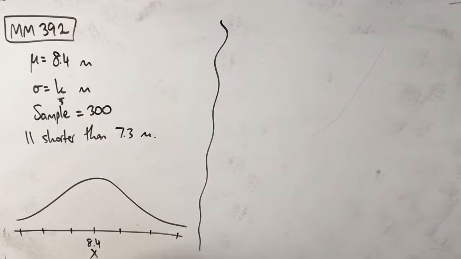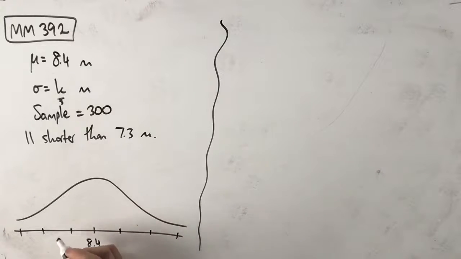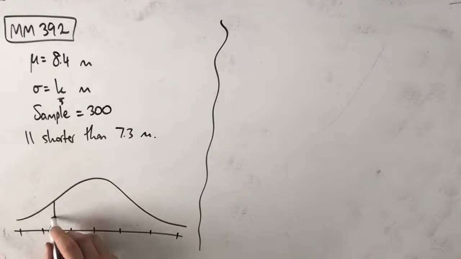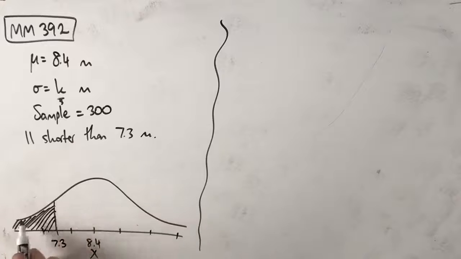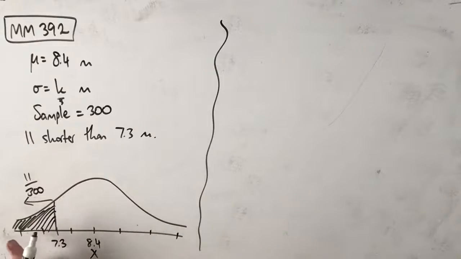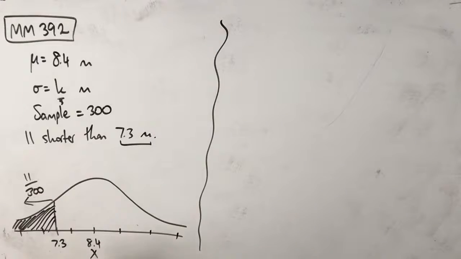We're trying to figure out how far away from the mean our standard deviations are. So this is our x value, and each x value has a corresponding z value, which is how many standard deviations away from the mean we are. So we have 7.3 meters. Let's say 7.3 is somewhere here. And we know that 11 out of the 300 are shorter than this. So 11 out of the 300 lie in this area of the graph, which means that the probability of any one of these trees being less than 7.3 meters is 11 on 300. That also means that the area of this is 11 on 300. So probability is equal to area in normal distribution.